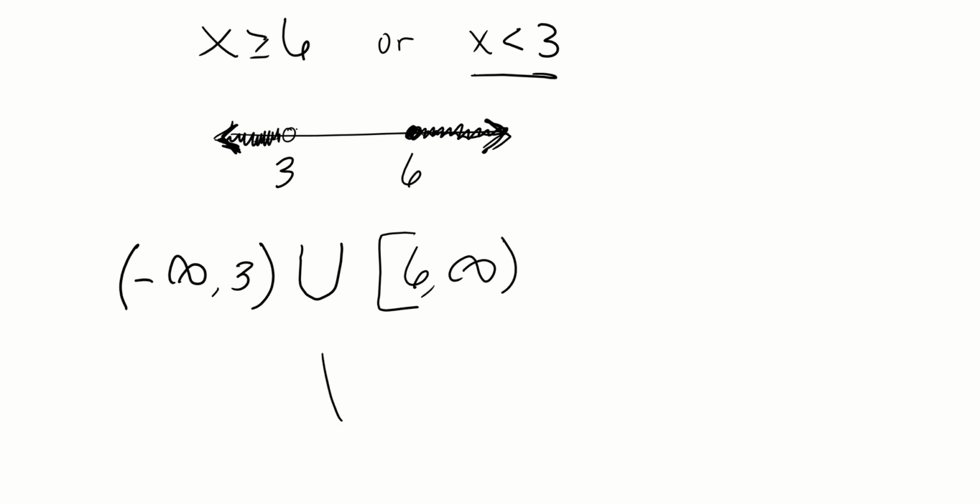The U you can think of as like union. That U brings together both intervals to say that x can go from negative infinity to 3, and then it could go from 6 to infinity. So those are just a few examples on how to do interval notation.